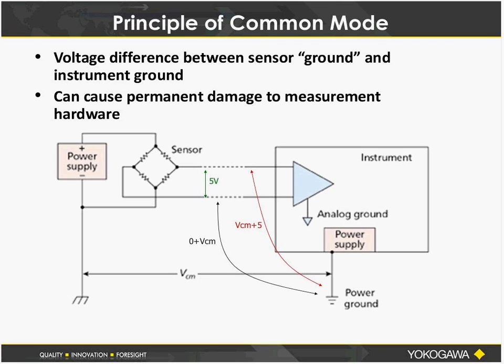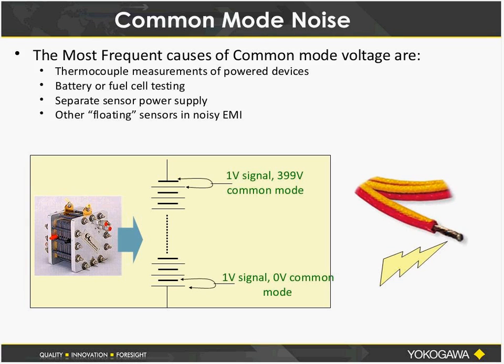If your sensor has some active circuitry in it, or has a ground which may be floating or separate from your instrument ground, it needs to be aware of and handle this common mode voltage. Here's another example, as I mentioned.